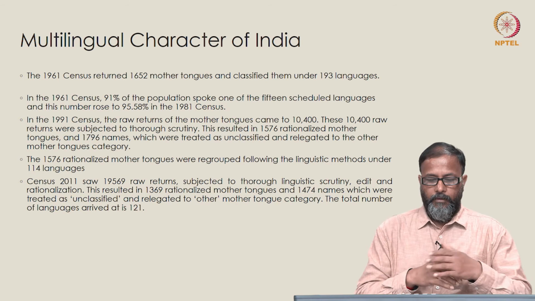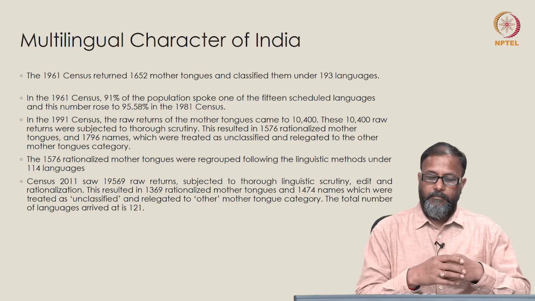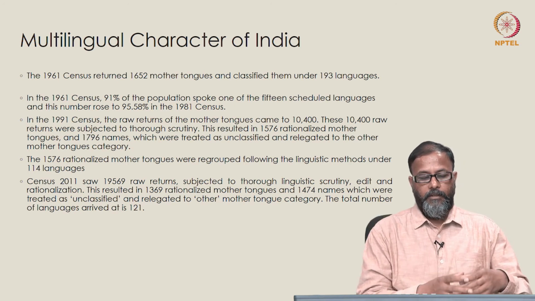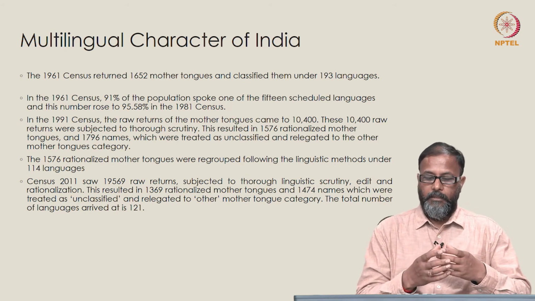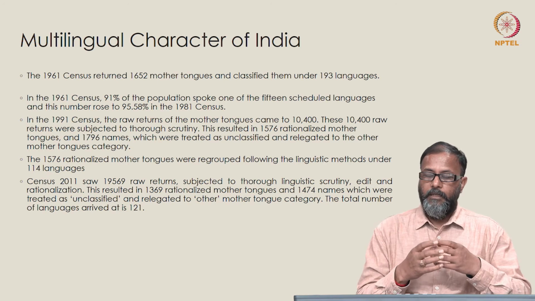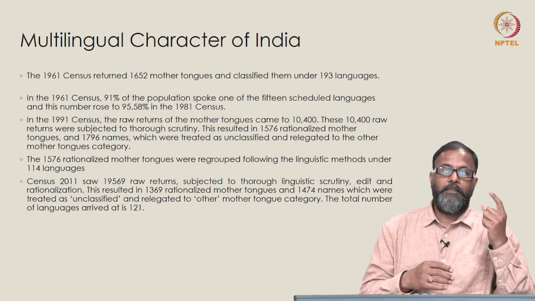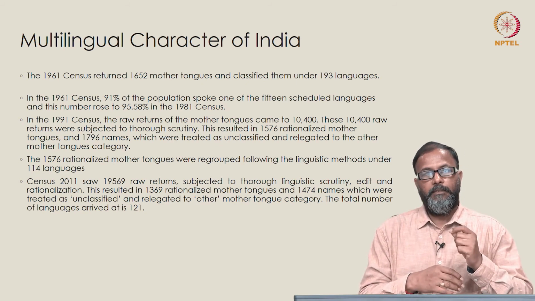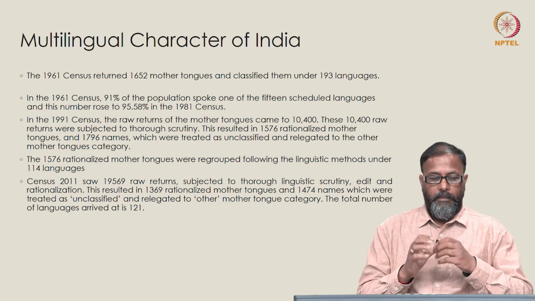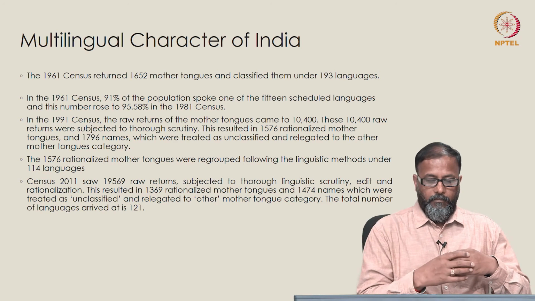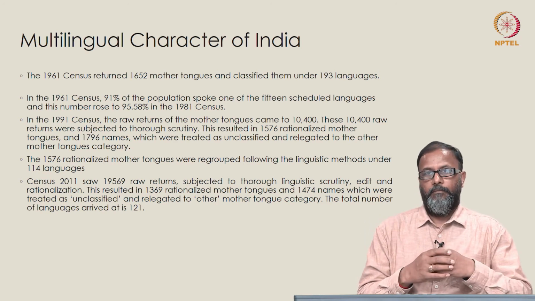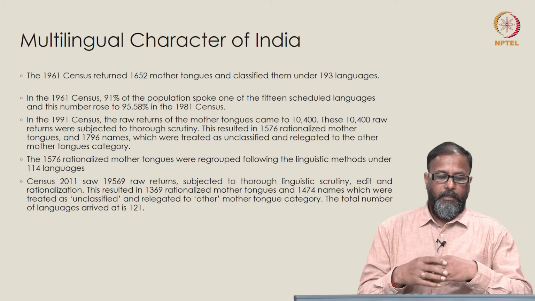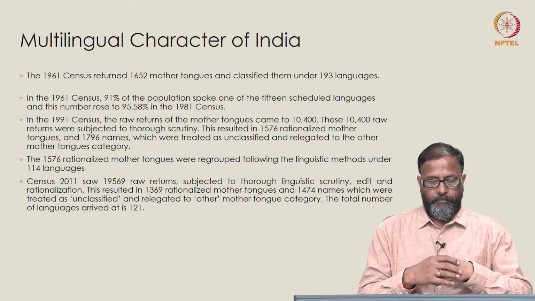Remember this number. Moving on, the 1991 census has raw returns of mother tongues that come up to 10,400, and then they were subjected to thorough scrutiny and processing and resulted in 1576 rationalized mother tongues. Now look at 1652 in 61, and here we have 1576 rationalized mother tongues, right? And 114 languages categorized as established languages. So, from 193 languages in 61, now we have 114 languages.